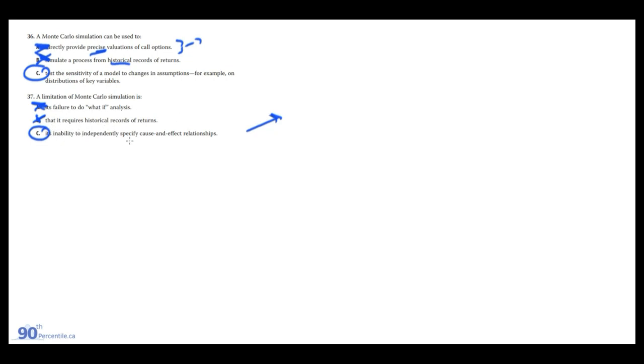A little bit of a tricky one, but just something to note. You can check the notes for more of the advantages and limitations and disadvantages of Monte Carlo simulation. It's good to at least skim them over so they're not completely foreign if they show up on the exam.